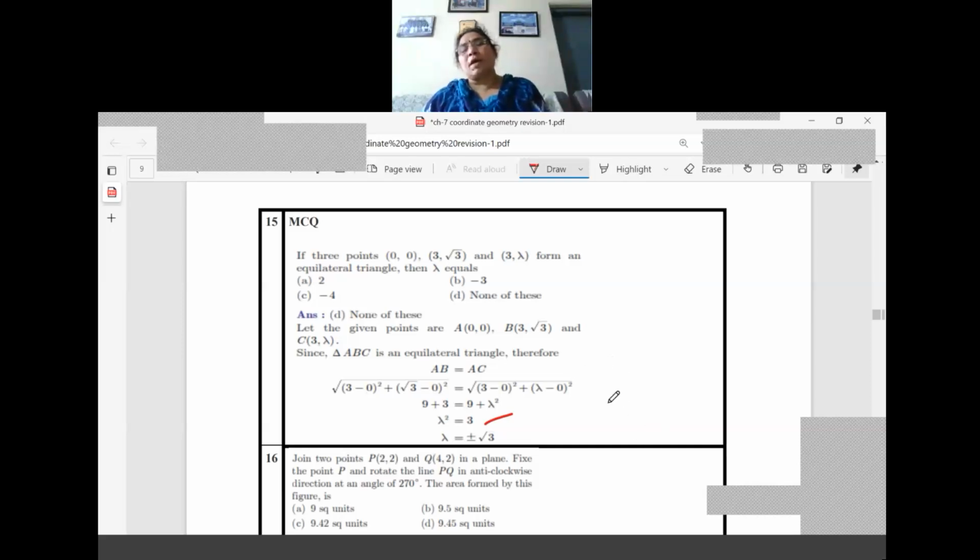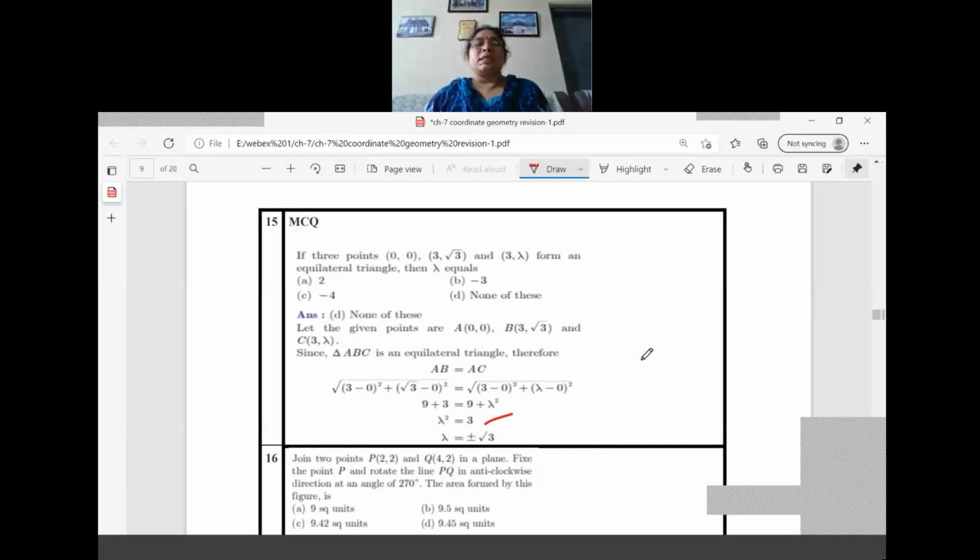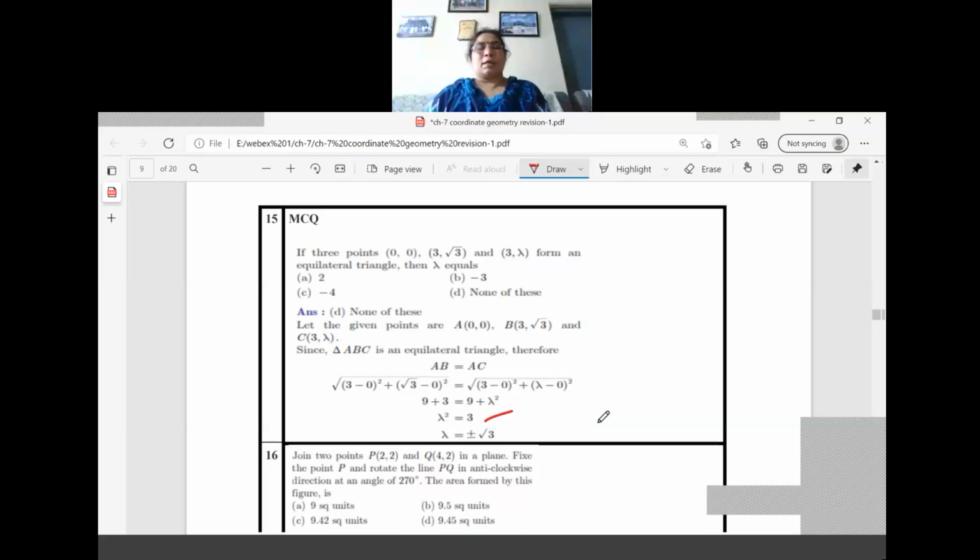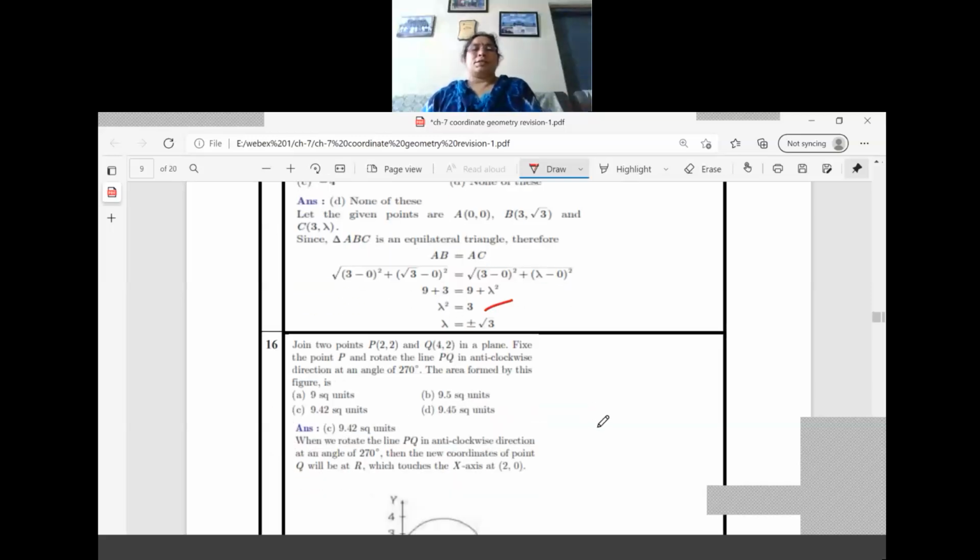Till we solve to the end of the question, we don't know which is the answer. Don't think that it can be 3, it can be 0 like that. Have to solve and find that out. So AB and AC distance formula they have used, and lambda is equal to plus or minus root 3 only.